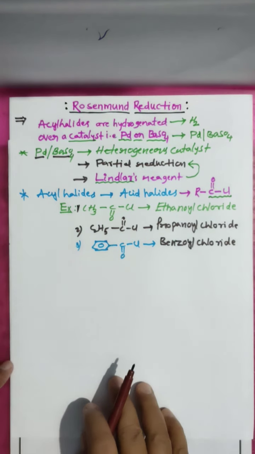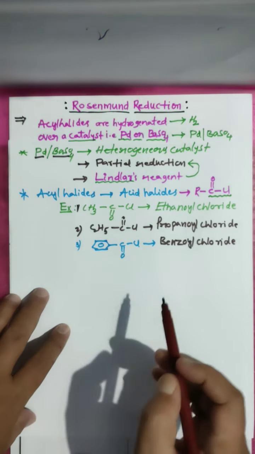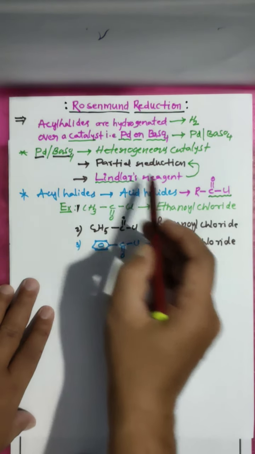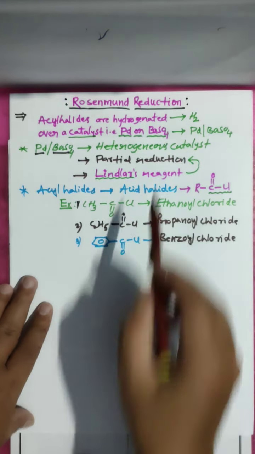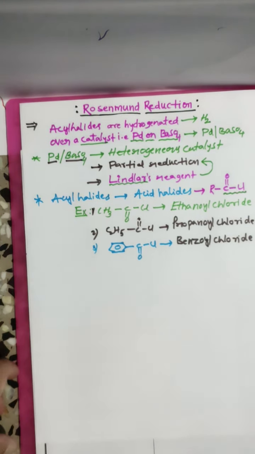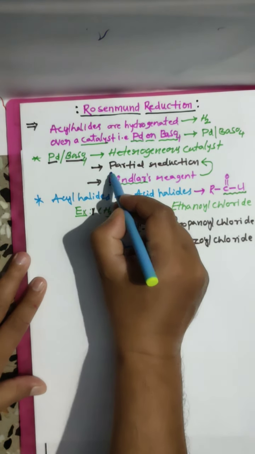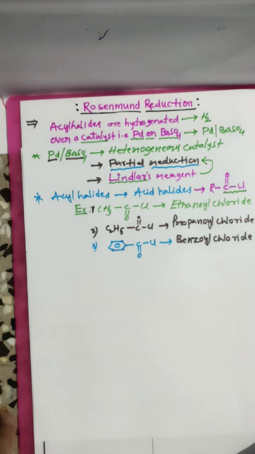So for acid chloride or acyl halides, the catalyst we are using is Lindlar's reagent. Hydrogenation means addition of hydrogen, you know very well already, and these are the conditions we have here. Clear? So only partial reduction, this also you have to remember, very important for competitive exams. Partial reduction takes place in the presence of Lindlar's reagent, not complete reduction. How does it take place? I am taking an example here.